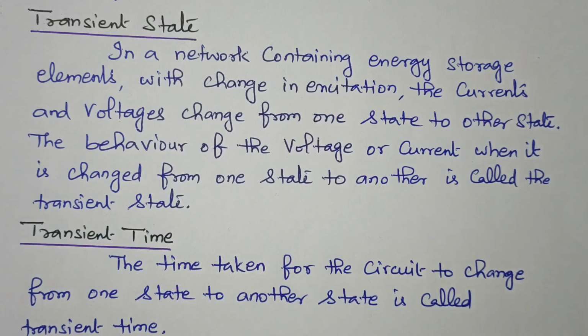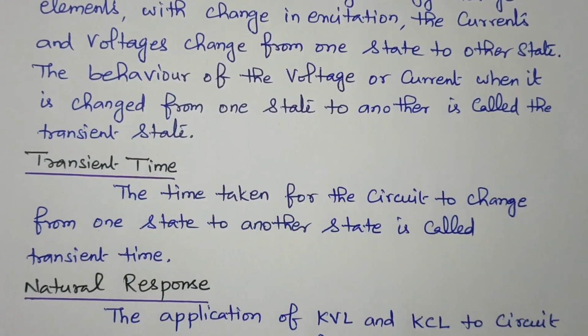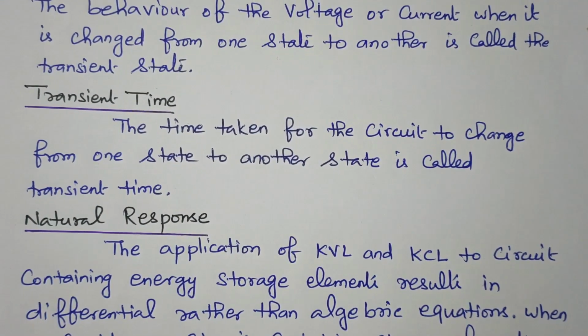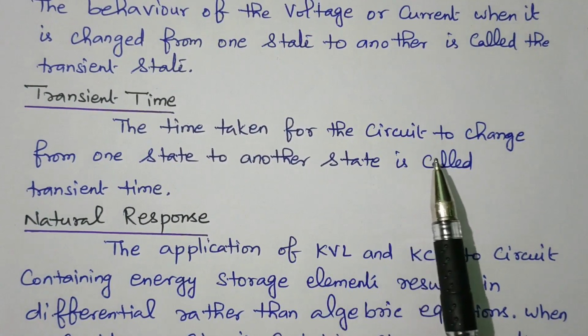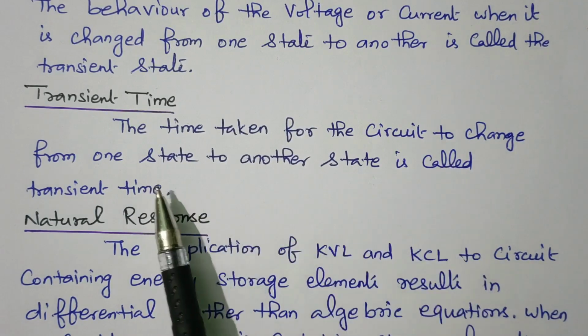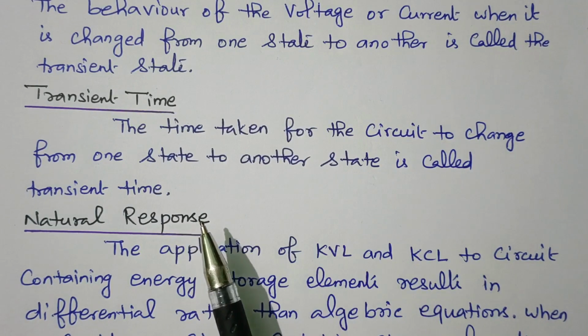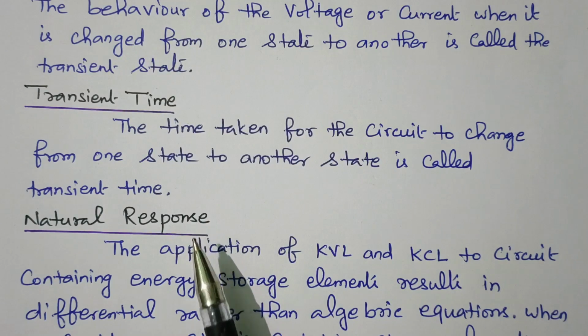Right. Now we'll see the transient time. What is the transient time? The time taken for the circuit to change from one state to another state is called a transient time. Transient state means one state to another state, and the time taken for that is called a transient time.